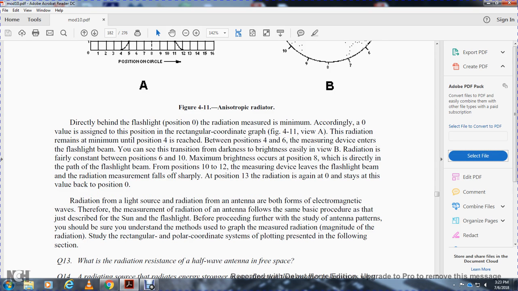Radiation from a light source and radiation from an antenna are both forms of electromagnetic waves. Therefore, this measurement of antenna radiation follows the same basic principle as just described for the sunlight and flashlight. Before you proceed further into antenna patterns, you should be sure you understand the method of graphing the measured magnitude of radiation, the study of the rectangular and polar coordinate systems presented in the following section.